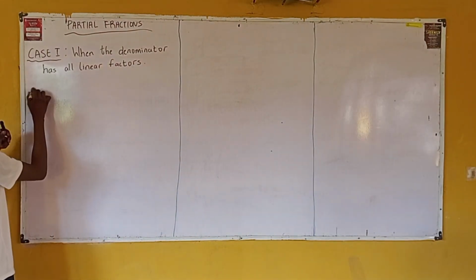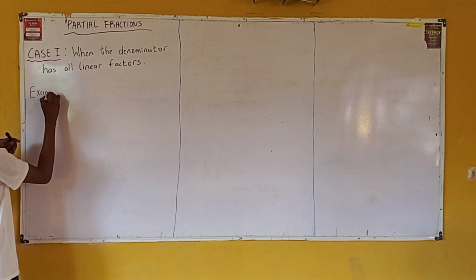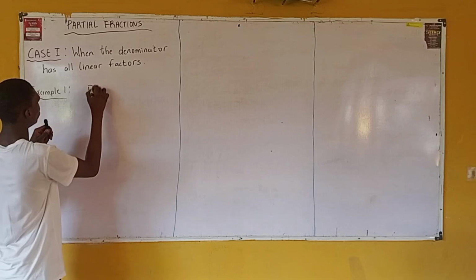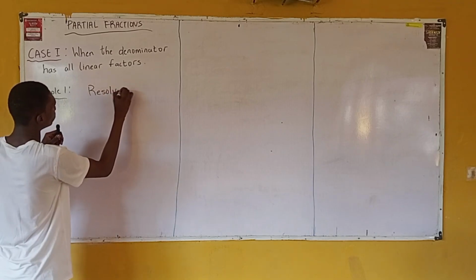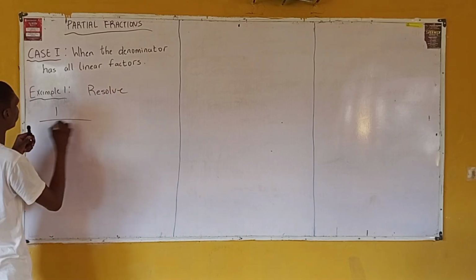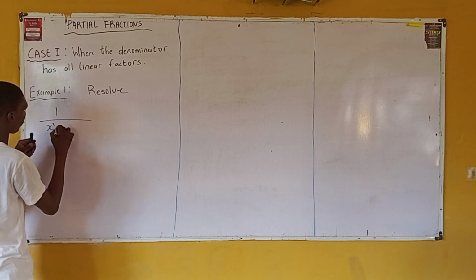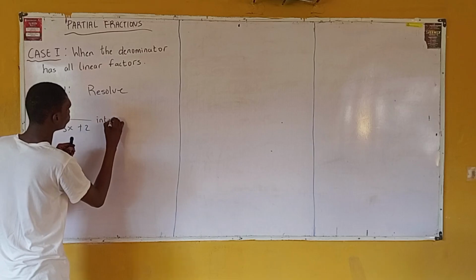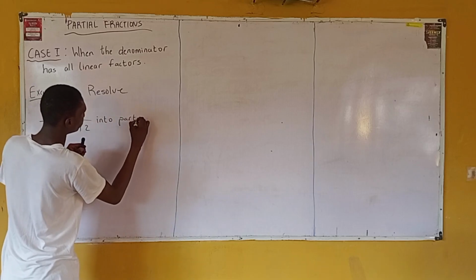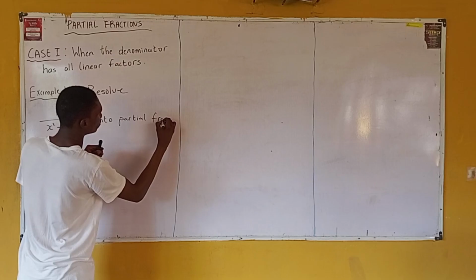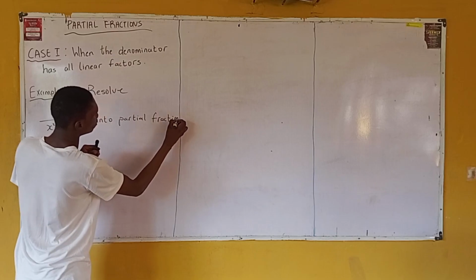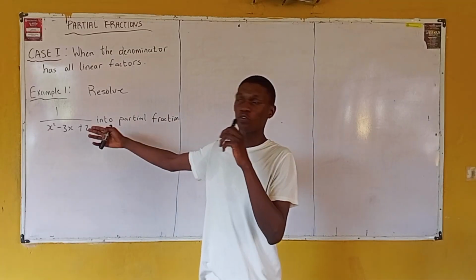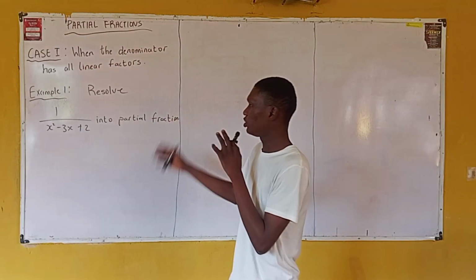Example 1. Resolve 1 over x squared minus 3x plus 2 into partial fractions. So example 1, we are given: resolve 1 over x squared minus 3x plus 2 into partial fractions.